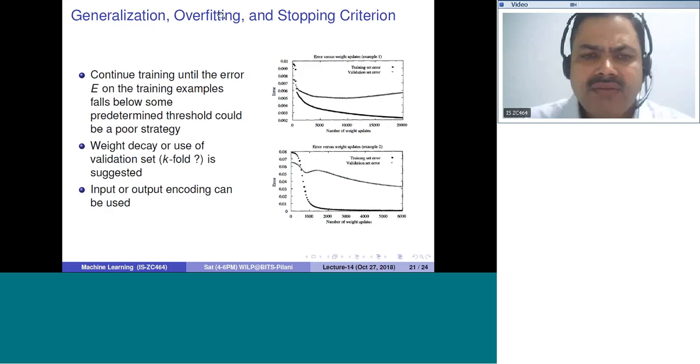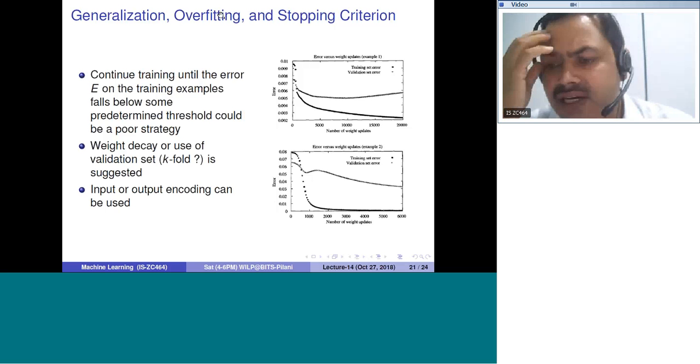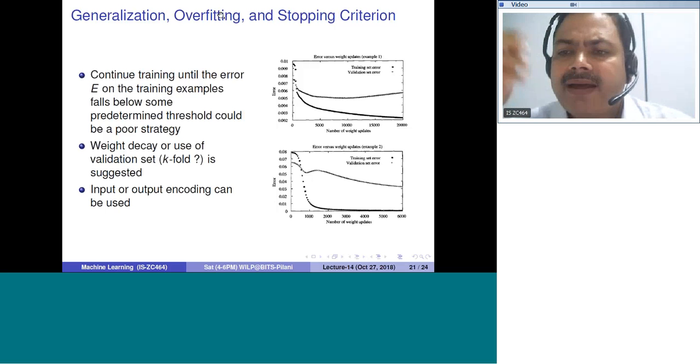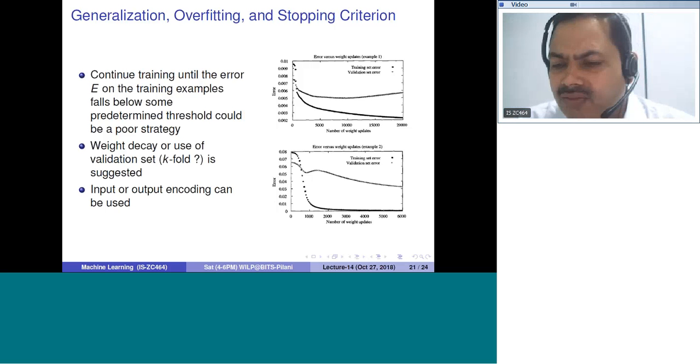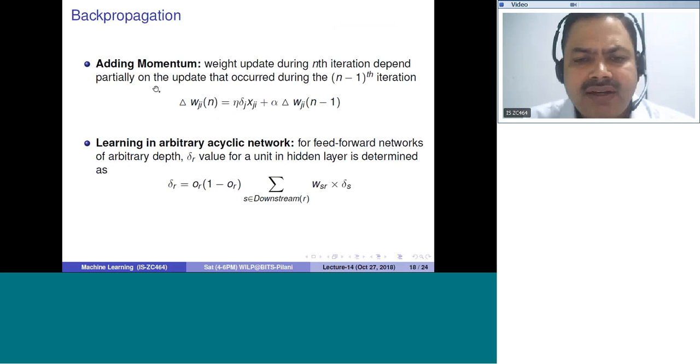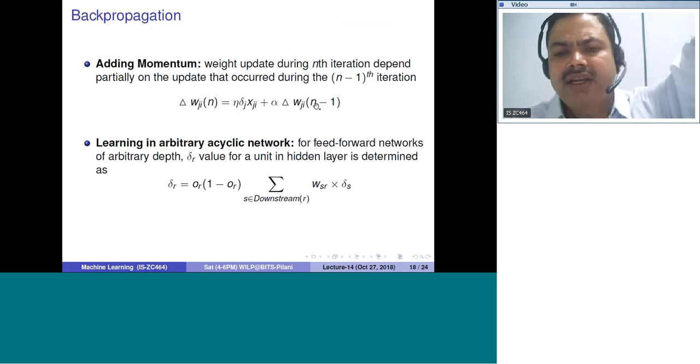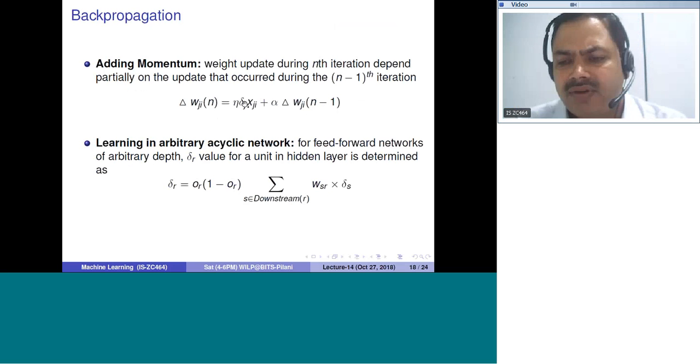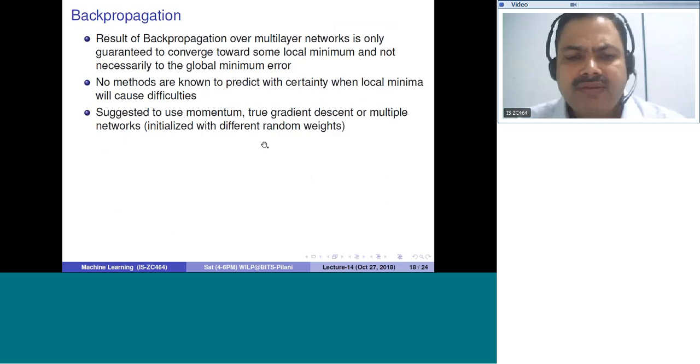Somebody is asking what momentum is. In the previous slide there was a particular term given: if you want to modify the weights, you use whatever modification you have done earlier, some fraction of that value also, to modify this thing. It is called momentum. Most of the time this training gets stuck in local minima. To come out of that, you can use momentum, and sometimes it can help you to come out of that.